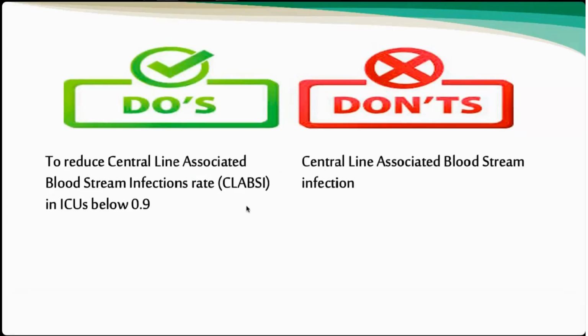The next example of a SMART objective: to reduce central line associated bloodstream infection rate in ICUs below 0.9% for the year 2025. We cannot use just central line associated bloodstream infection, as we said, this is not an objective. So we should be specific, measurable and timely.